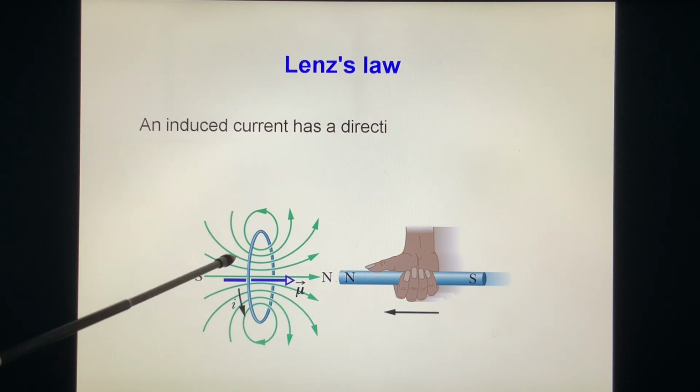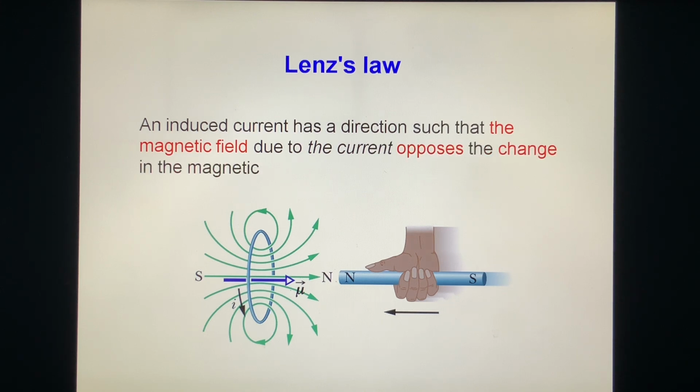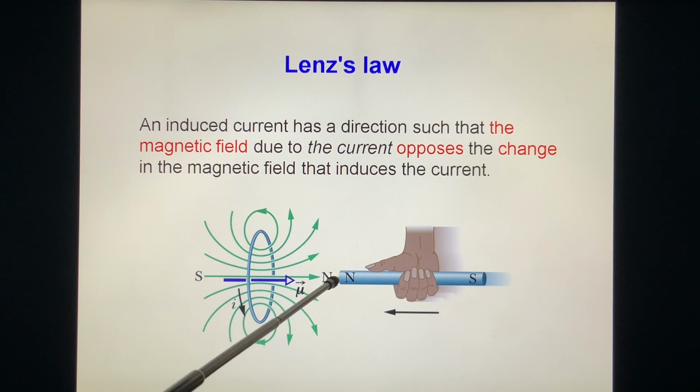An induced current has a direction such that the magnetic field due to the current opposes the change in the magnetic field that induces the current. Suppose we put the magnet into the loop with the north pole first. We will find the induced current produces a magnetic field too. It is always against the change, so this is north to north. You have to apply force to push it in.